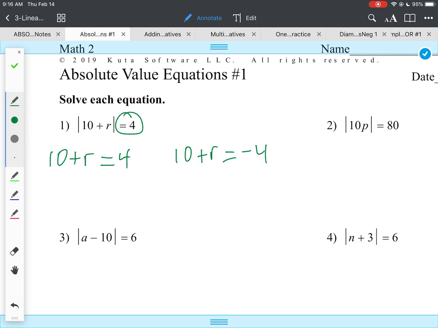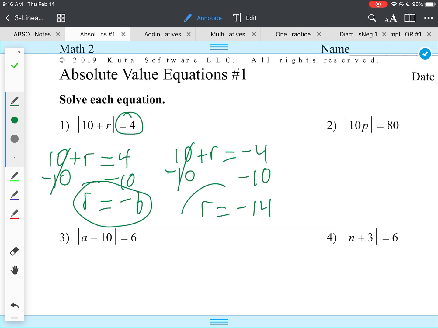Then we just have to solve two equations. We know how to do these, right? You just subtract 10 from both sides. You get r equals negative 6, and then subtract 10 from both sides. In this one, you get r equals negative 14. So you have two answers. Anytime we do absolute value, we're always going to have two answers.